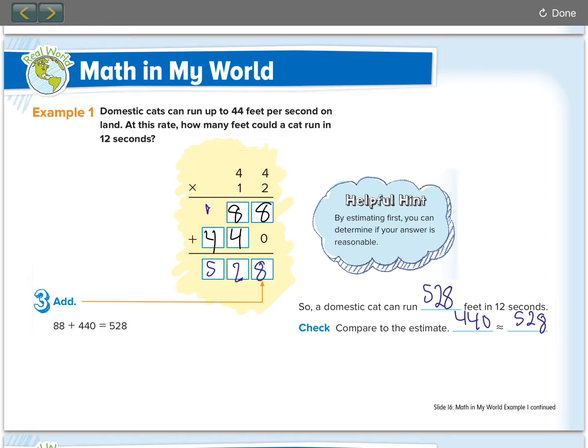Therefore, a domestic cat can run 528 feet in 12 seconds. When I think about my estimate, which was 440, 528 and 440 are reasonably close.